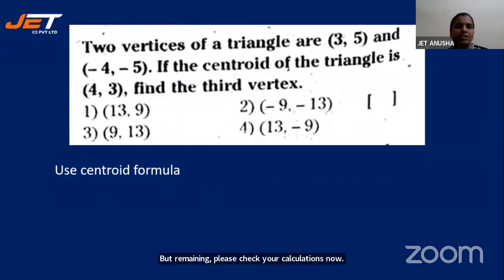So the next question is, two vertices of a triangle are (3, 5) and (-4, -5). If the centroid of the triangle is (4, 3), find the third vertex. First option is (13, 9), (-9, -13), (9, 13), (13, -1). Ramcharan Gaud gave me 1. Use the centroid formula. Ashwin 2.